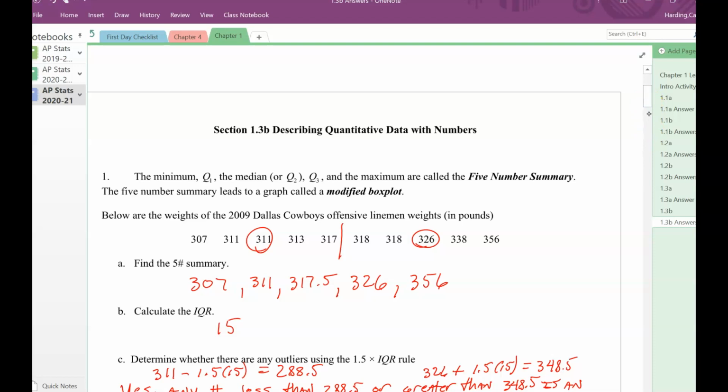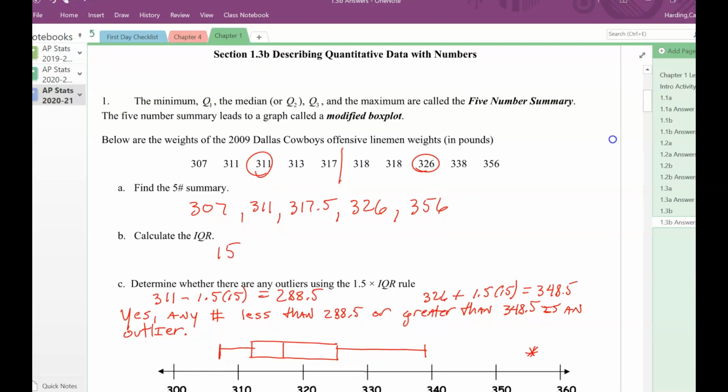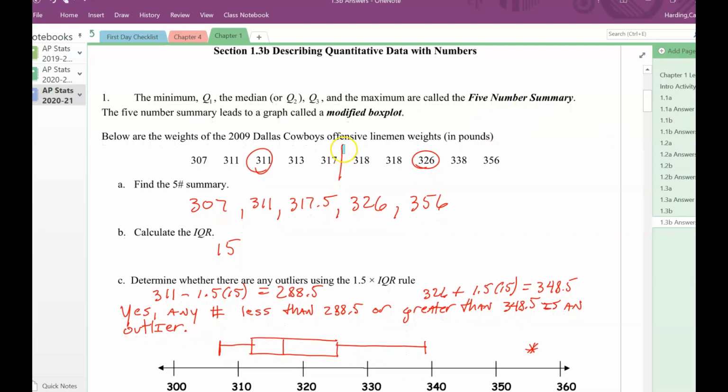So in this data set, it says below are the weights of the 2009 Dallas Cowboys offensive linemen. Now, if we go through and find these numbers, first let's find the median. The median is here in the middle, 317.5. The middle of the lower half is Q1, it's 311. The middle of the upper half is Q3, that's 326. The minimum number is here, the maximum number is there. So you see the list: 307, 311, 317.5, 326, 356. This is called the five-number summary. From the five-number summary, you can get the IQR, which is Q3 minus Q1, so that is 15.